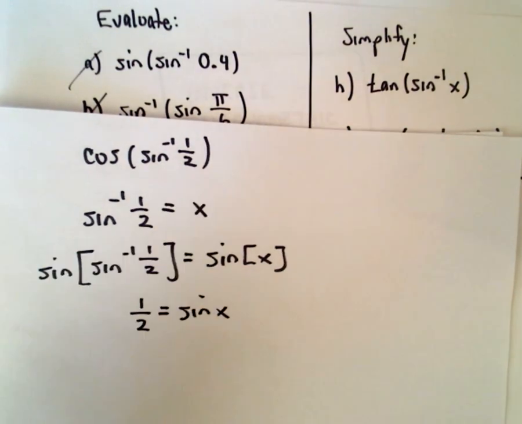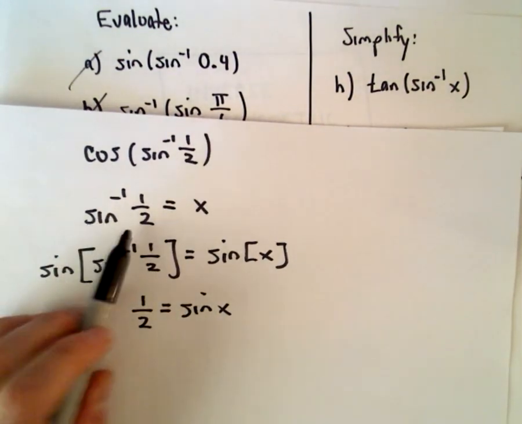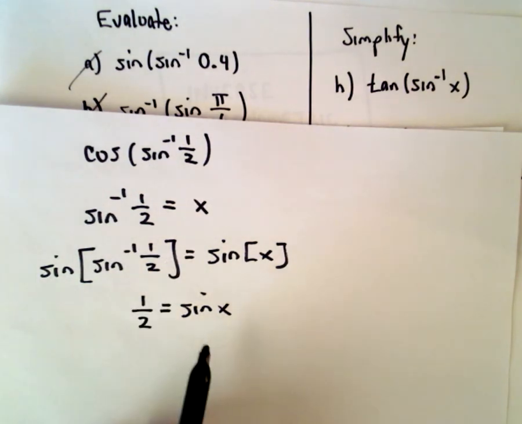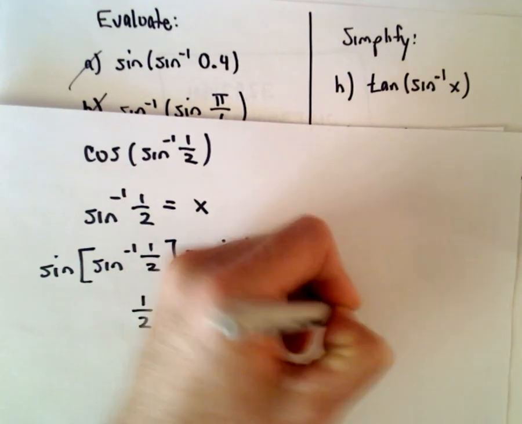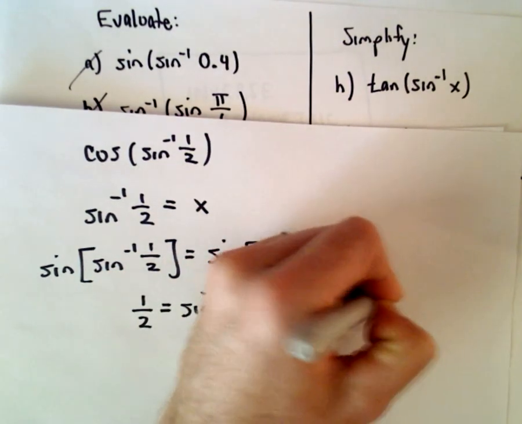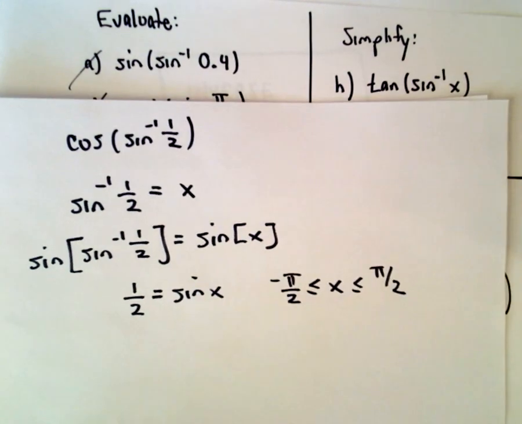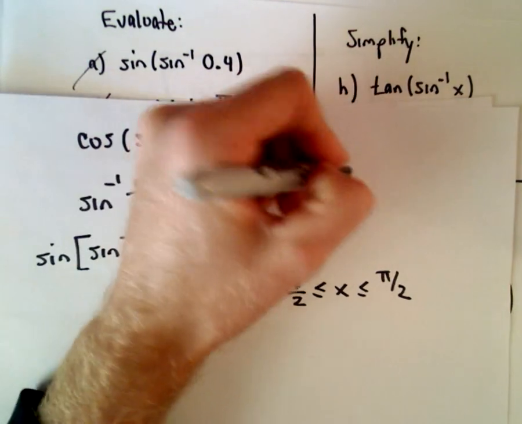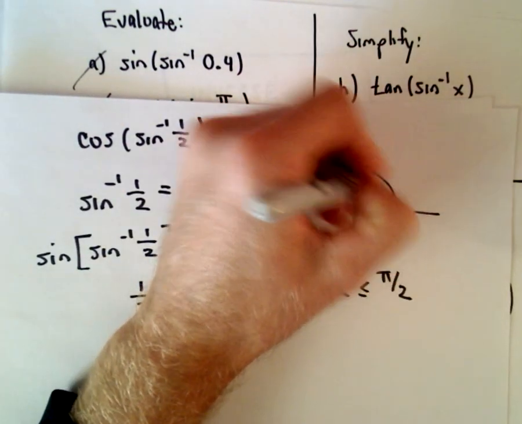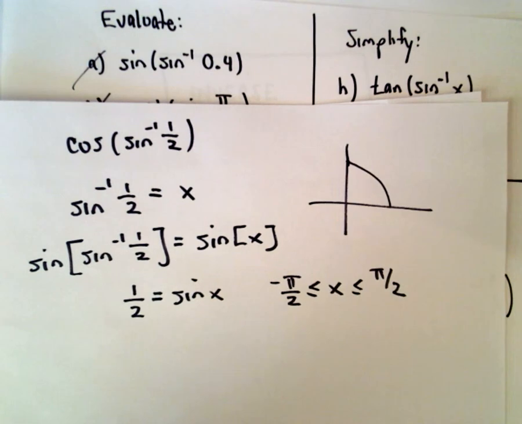So equivalently, to figure out inverse sine of 1/2, we're thinking, sine of what angle is 1/2? And again, let me stress that our angle x here has to be between negative pi over 2 and positive pi over 2. So don't forget about that part. Well, that's not too bad. Again, I always have to draw my little unit circle.